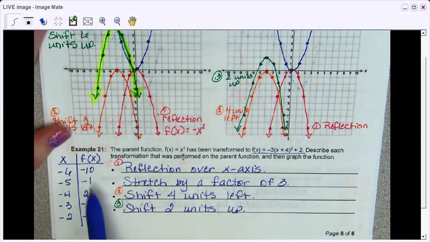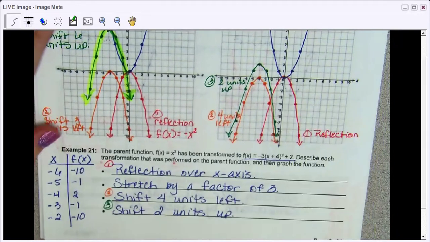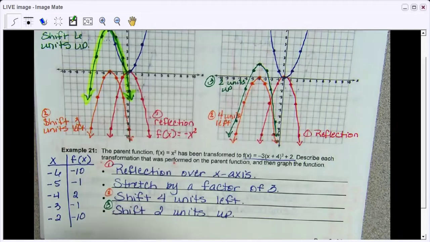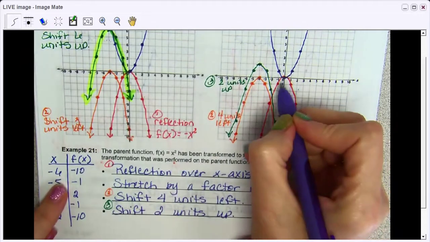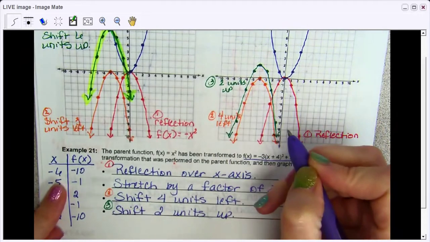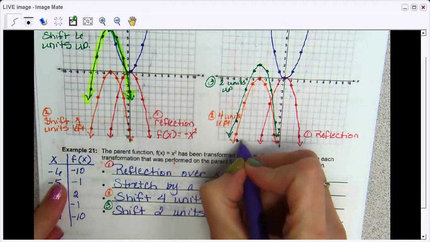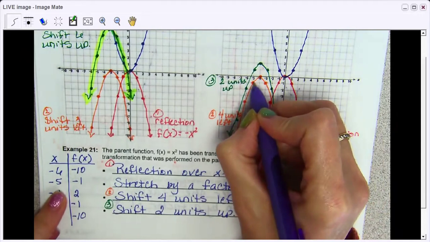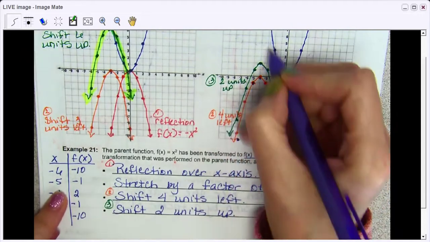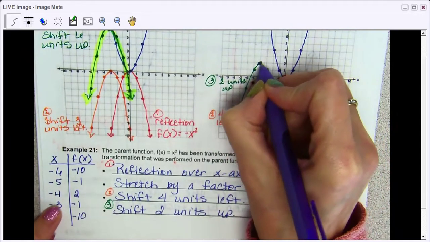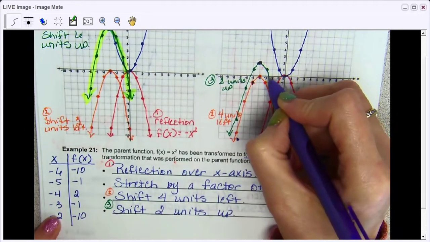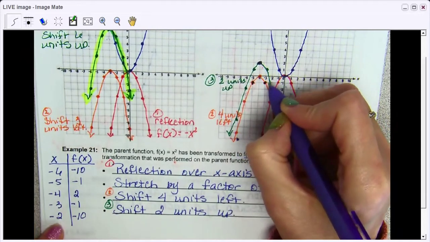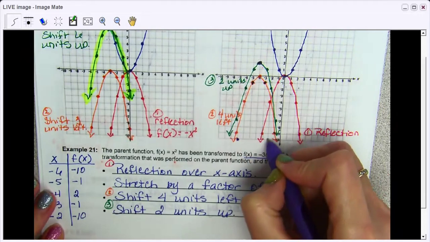Okay, so these are the final answers. Now I'm going to do my final. Hold on, guys. Okay, so I'm going to go ahead and graph these. This is going to look very messy. -6, -10; -5, -1; -4, 2; -3, -1; and -2, -10.